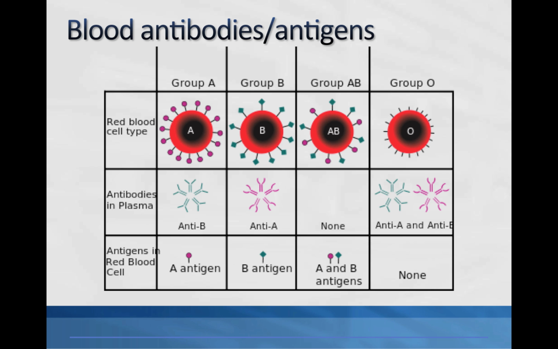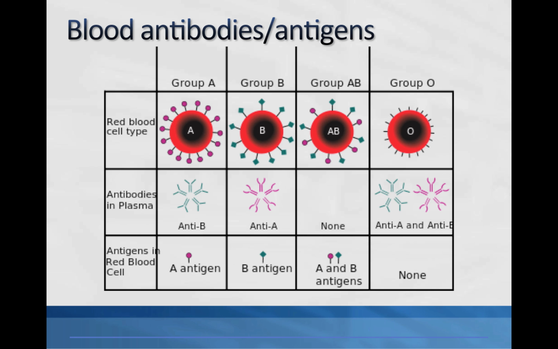So this graph shows everything that you need to know. I do not go into Rh, so do not worry about that. All you need to understand is this chart. Red blood cells all have markers on their outside surface. Those are called antigens because they are capable of causing an immune system response. If there's antibodies that match up to the antigen, you'll cause the red blood cells to clump.